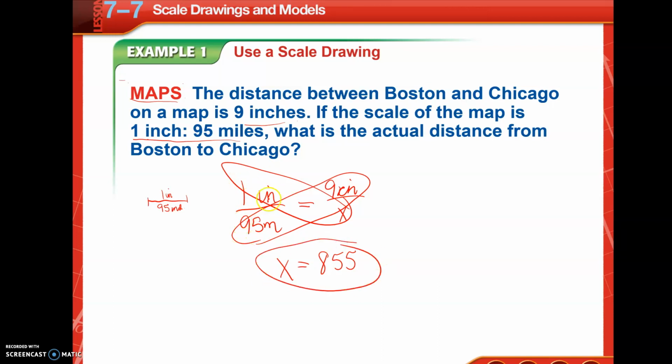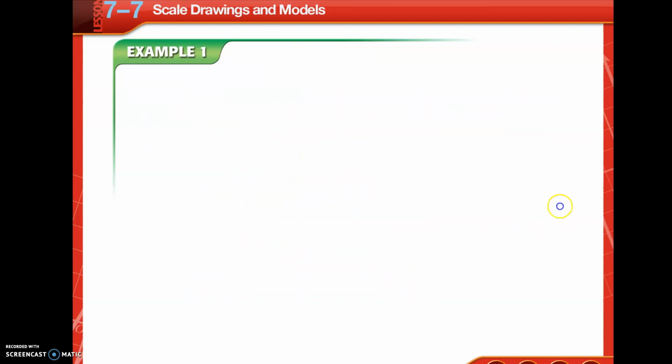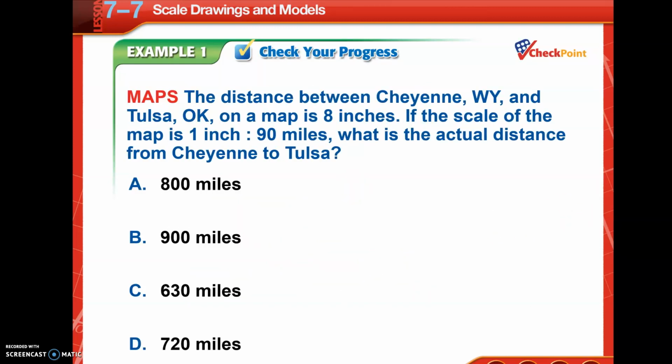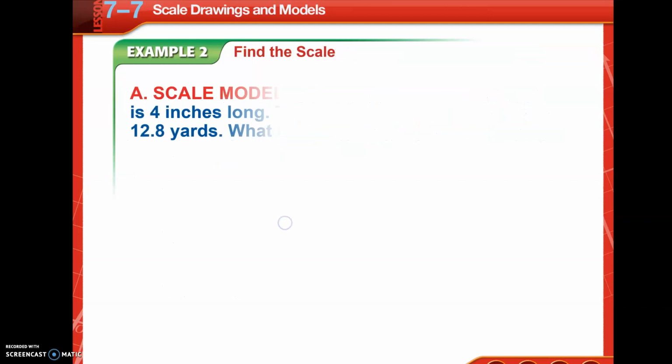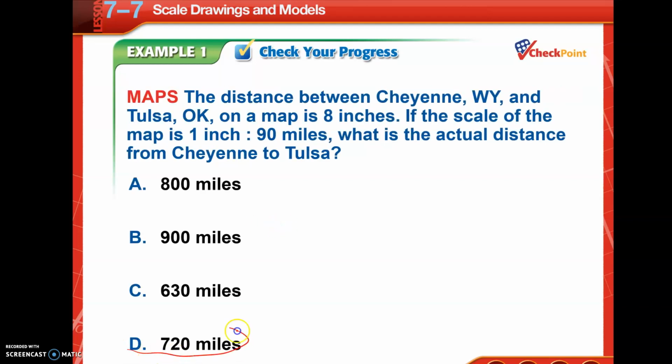We're going to put our scale equal to what we measured on the scale model to the actual, and this is miles. Labels are going to be really important on this because that helps us know exactly what we're looking at. It could be 855 millimeters, so we need to make sure we have that on there. I would try to stop the video and try this problem, and then check. So we're going to go ahead and look at what that is. It is 720 miles.